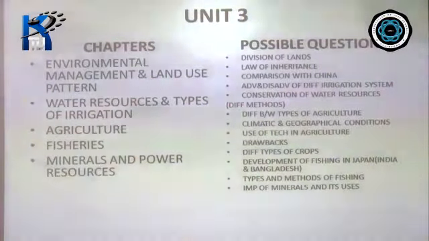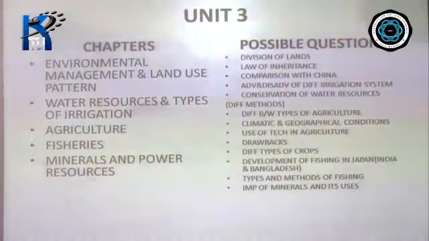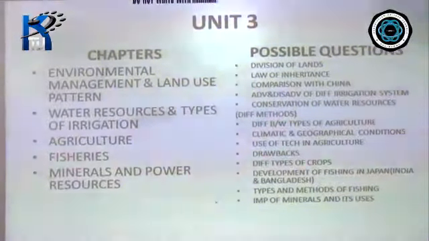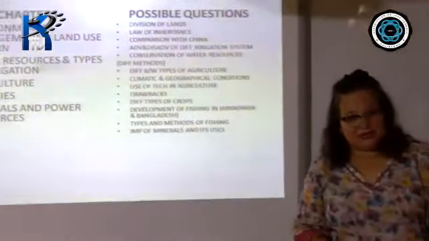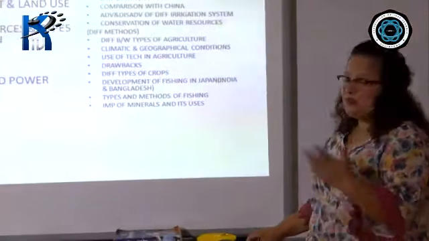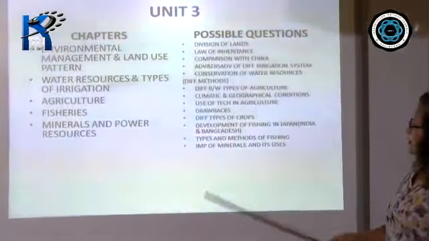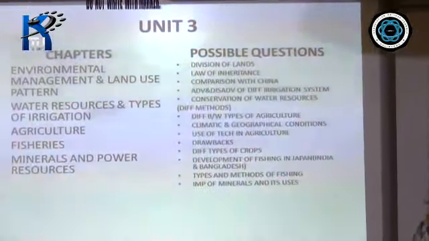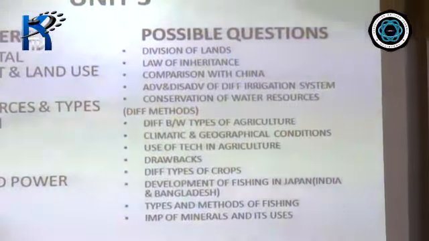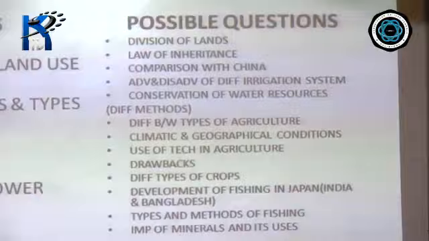Then you come to water resources and types of irrigation, that is advantages and disadvantages. The first thing that you have to remember is the modern irrigation system and the ancient irrigation system, and the advantages and disadvantages of these modern and ancient methods. That's important. Another important question that is repeated is conservation of water resources. What are the different methods, like rainwater harvesting, watershed management, rooftop harvesting. So, different methods of conserving water.